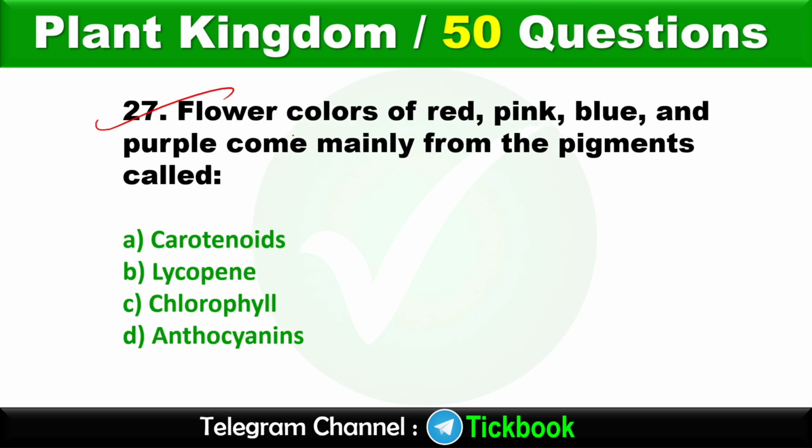27. Flower colors of red, pink, blue and purple come mainly from the pigments called dash. Option number D, again anthocyanins.